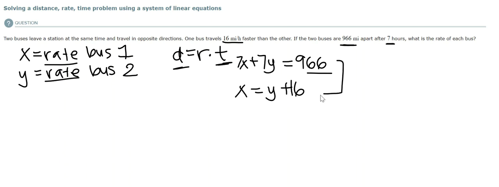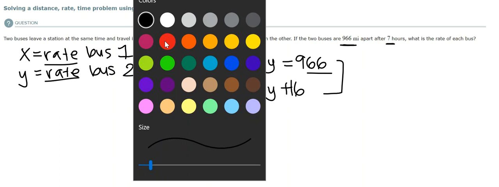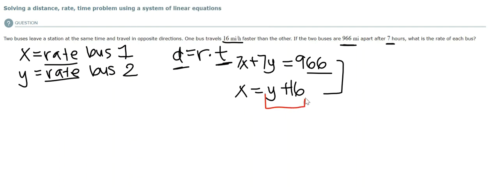And so now we have a system. Now we have two equations we can use. I'm going to use substitution since it's already set up. So x is equal to y plus 16. I'm going to plug that into the first equation. So we have 7 times y plus 16, since y plus 16 is the same as x according to the second equation, plus 7y is equal to 966.